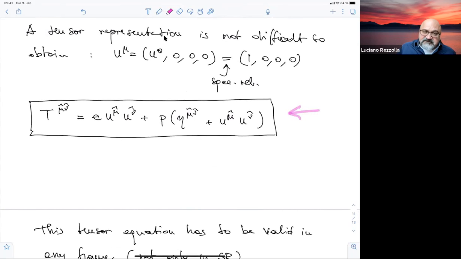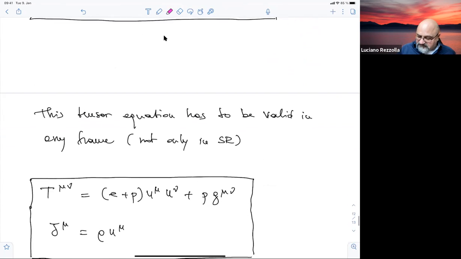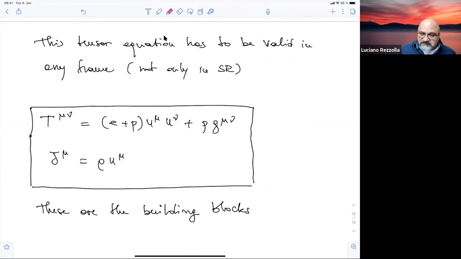Once I have this expression, this is a tensor equation, so it has to be true in any frame, and that is why I can write the energy momentum tensor in this form.